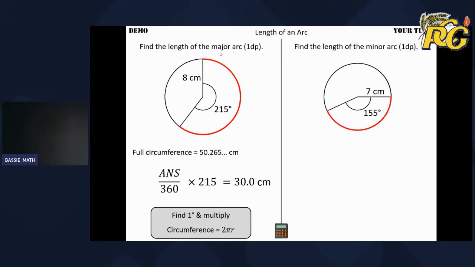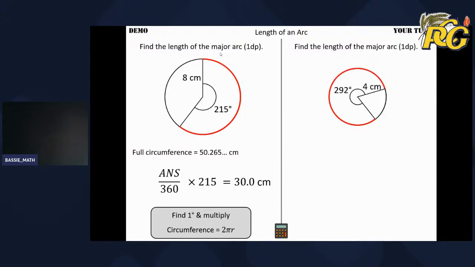Here's another one. Pause the video and try it. Okay, yes, you should get something by now. So this again, find the circumference. Place the answer over 360, which is the 43.98, and you multiply that by the 155, and you get 18.9 centimeters. Don't forget your units as you go through.